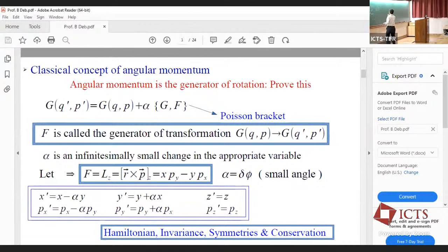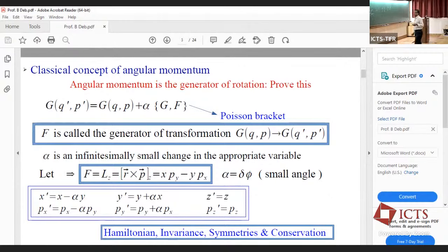And this is given by del Q, del P: you put G and F, and you change this. Here you put del F by del Q, and here del F by del P. This is the definition of what is called the Poisson bracket. In this definition, you can see that the Hamiltonian is the generator of time evolution. Similarly, momentum is the generator of space translation. And so F is the generator.